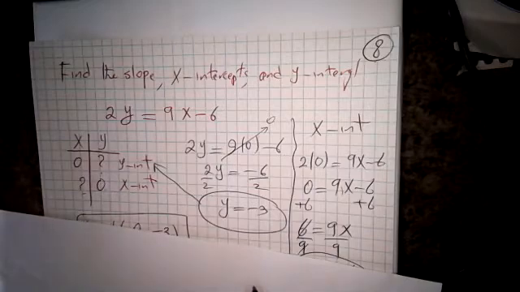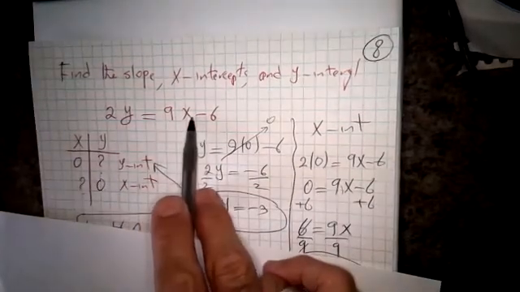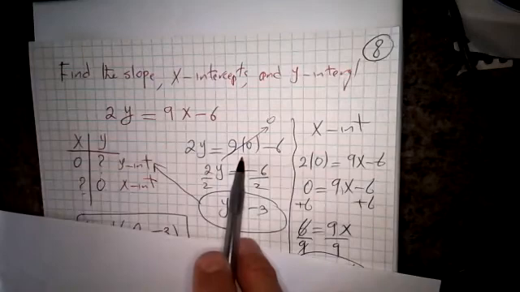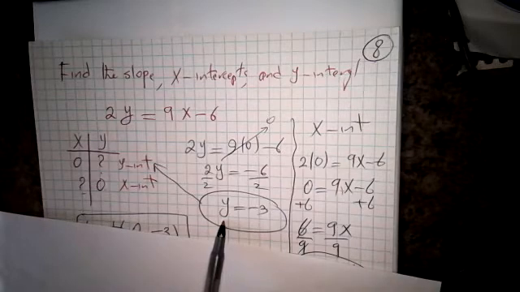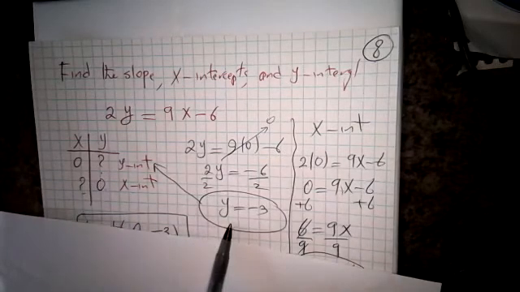See, first, I have 9 times x, right? If x is 0 here, the first term is gone, so that gives me the y value. So y-intercept is (0, -3).